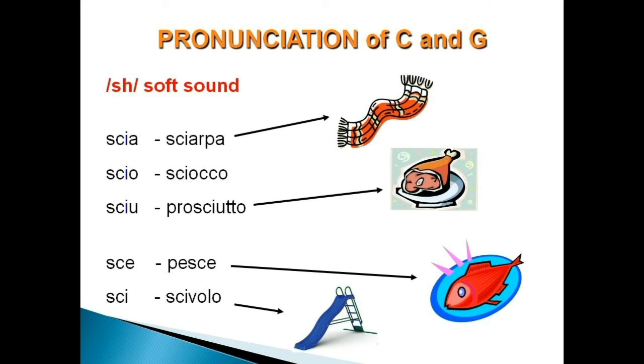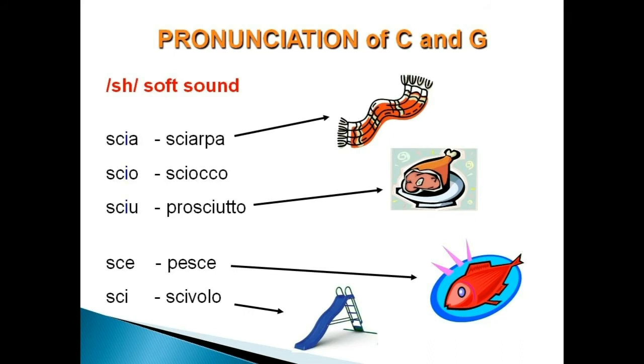As you can see, we have an I between the C and the A, the C and the O, the C and the U, like before. The I, again, is silent. It's just a marker that tells us that we need to soften the sound. But instead of saying scha, scho, schu, or sche, schi, we say sha, sho, shu, she, and she. Also notice that it's not sciarpa or sciocco, and it's not prosciutto. As I said, the I is silent. So you need to say sha, sciarpa, like sharp in English, sciocco, and prosciutto.